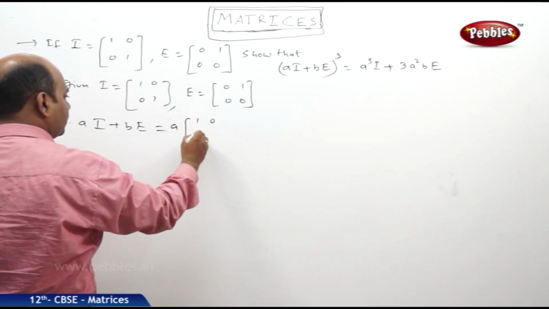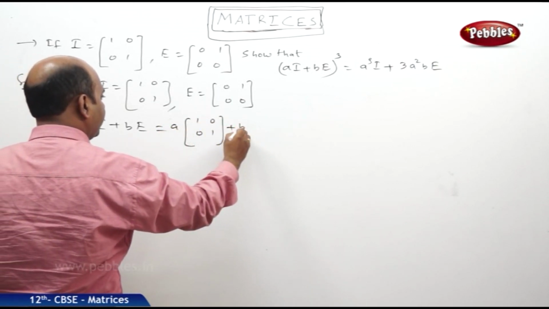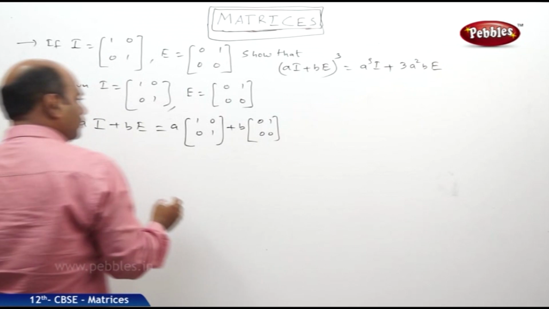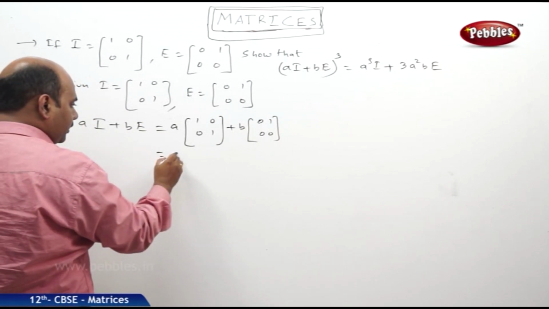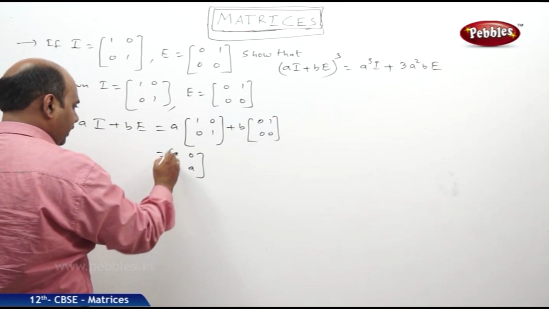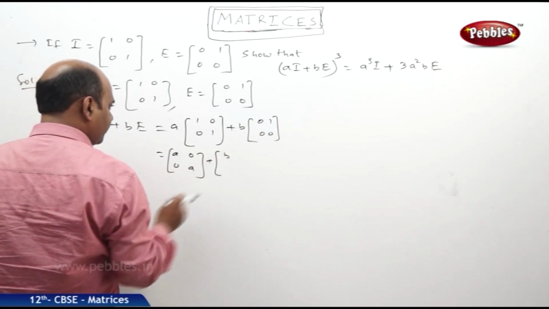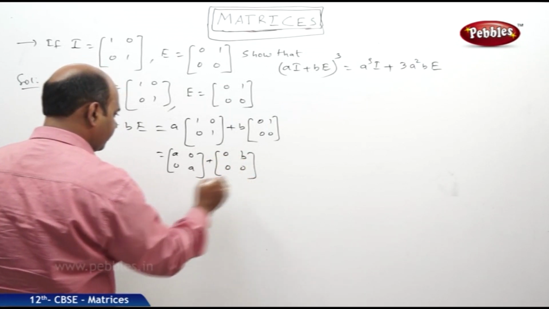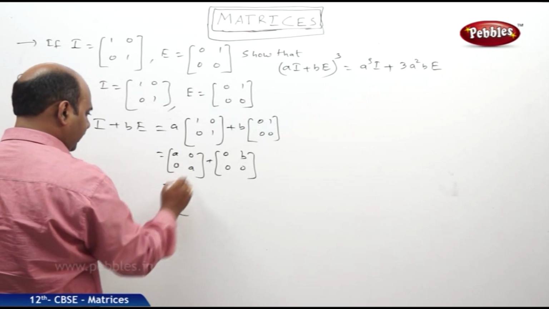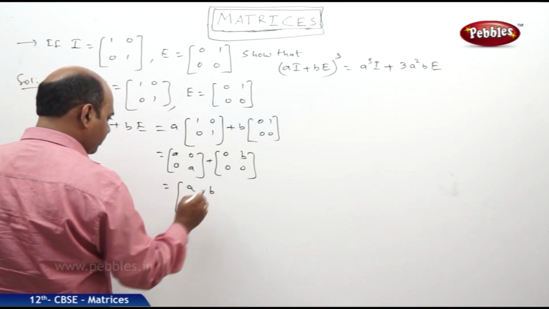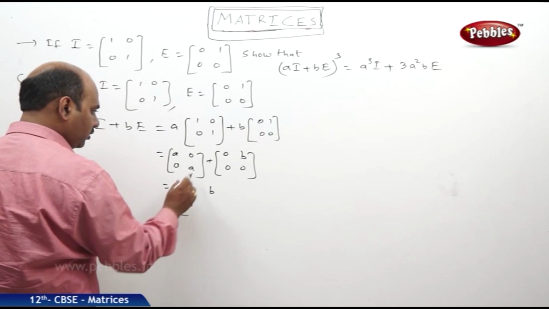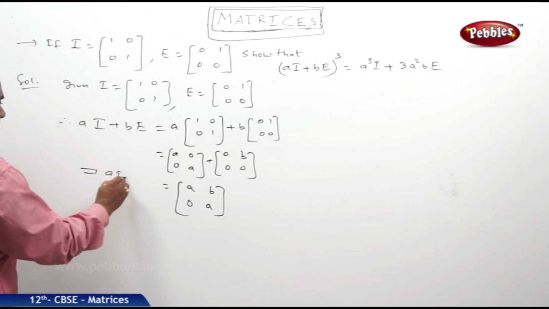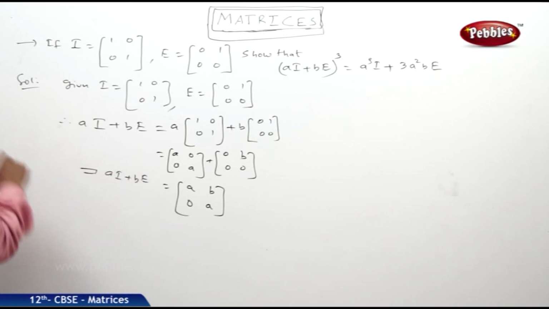A means [1 0; 0 1] and BE means B into [0 1; 0 0]. So finally what I will be getting is [A 0; 0 A] plus B into [0 1; 0 0], which is [0 B; 0 0]. You need to add: A plus 0 will be A, 0 plus B will be B, 0 plus 0 is 0, and A plus 0 will be A. This is AI plus BE.